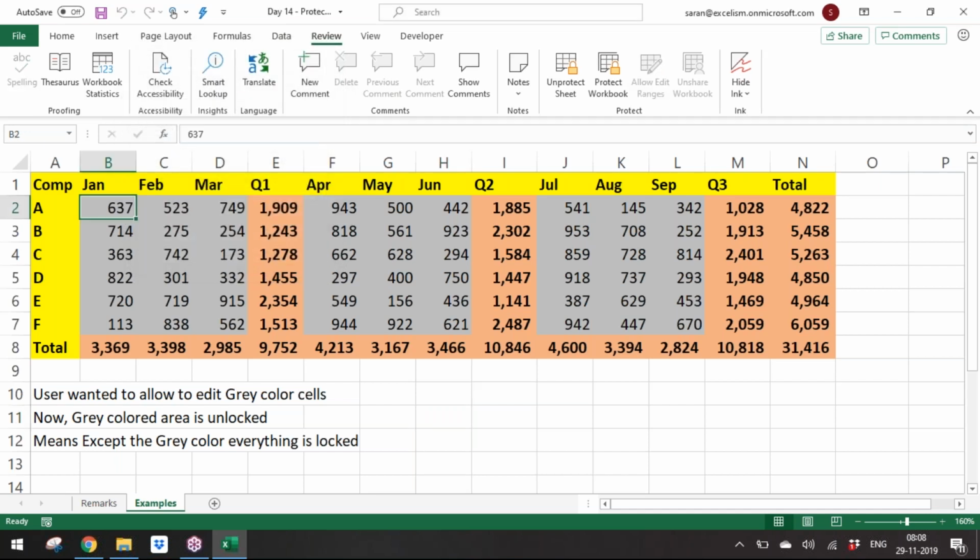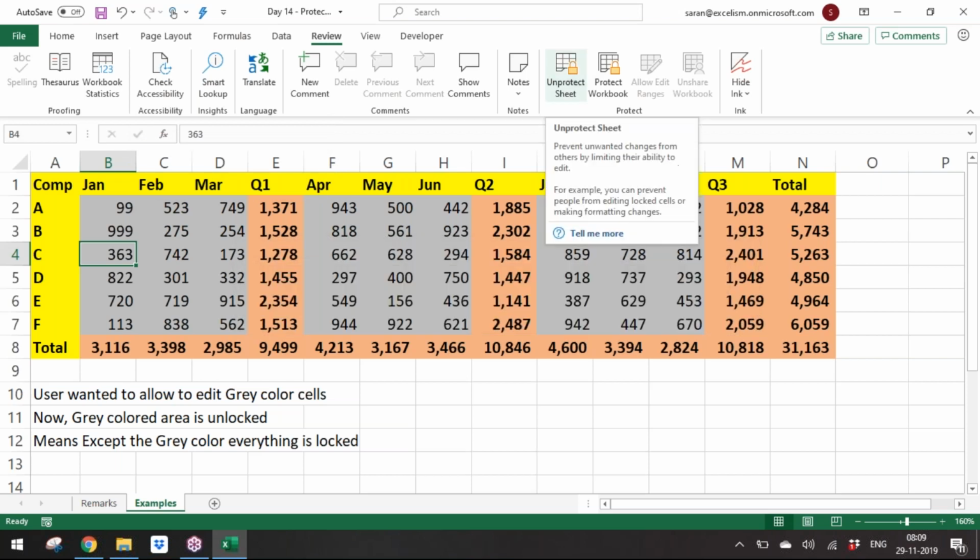Confirm the password. Have you observed a small instance which happened just now? Earlier, my cursor was here before the protection. Once I click OK, my cursor automatically came here because this is a protected cell. I cannot even place the cursor in a protected cell. If I try to place my cursor anywhere in this entire area, it's not allowing me. But in this area, you can do whatever you want, and so on, right? Now, let me unprotect.